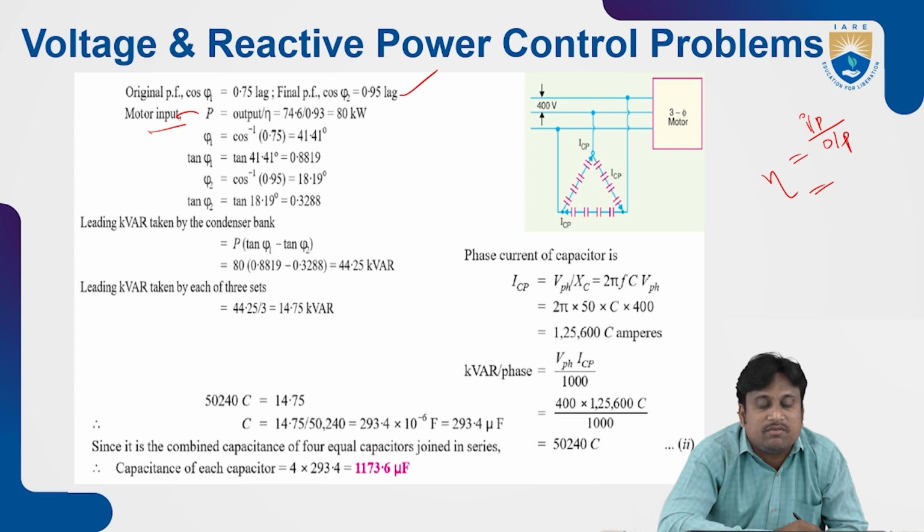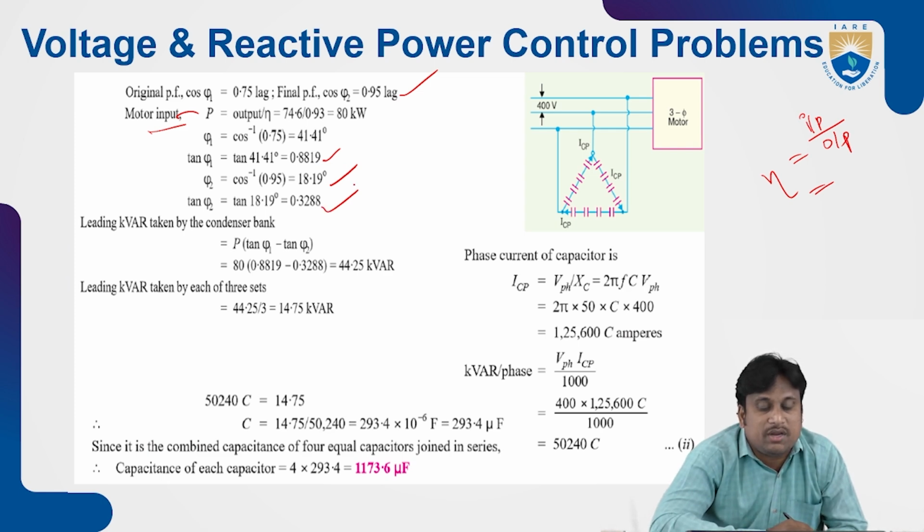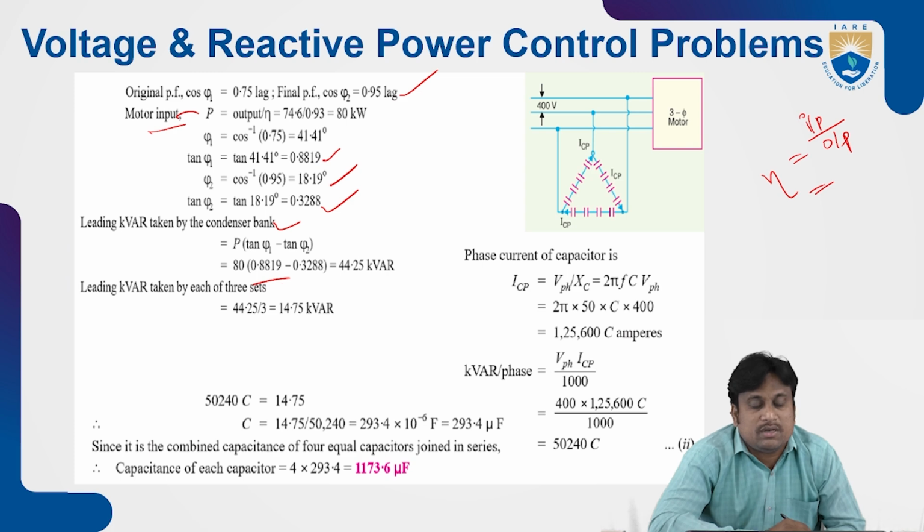Tan phi 1 is tan 41.41 degrees, which is 0.8819. Phi 2 becomes cos inverse of 0.95, which is 18.19 degrees. Tan phi 2 is tan of 18.19 degrees, that is 0.3288. So the leading kVAR taken by the condenser bank is P into tan phi 1 minus tan phi 2. So 80 into 0.8819 minus 0.3288 equals 44.25 kVAR.